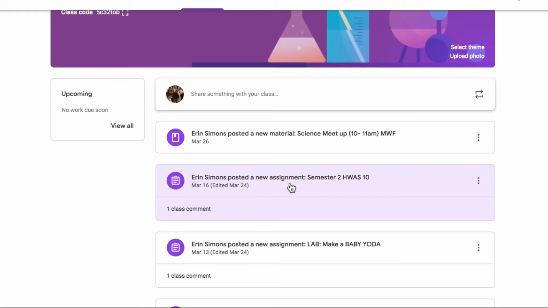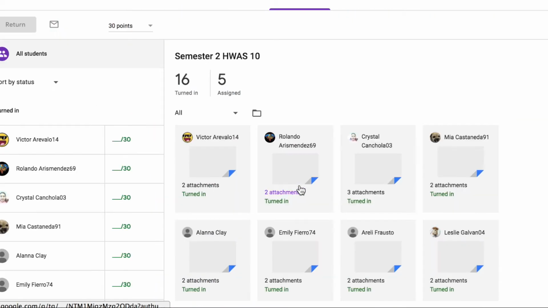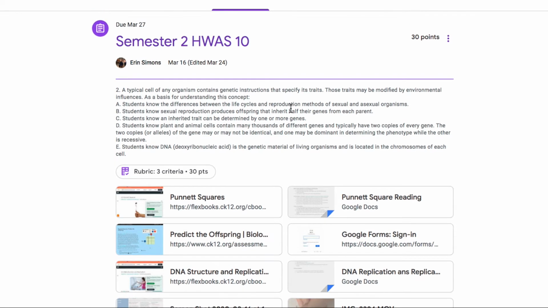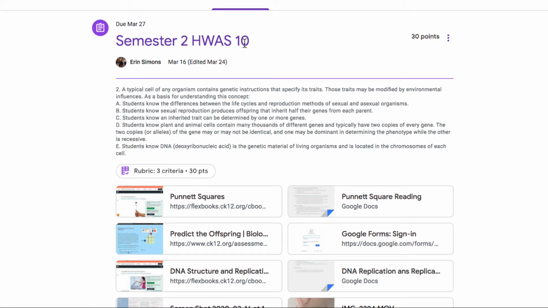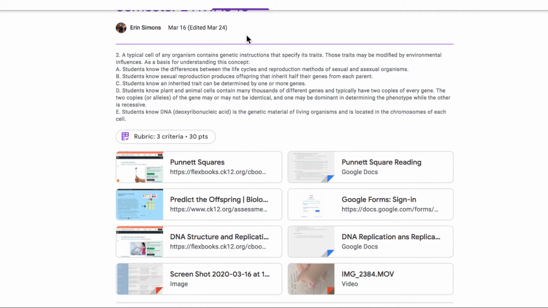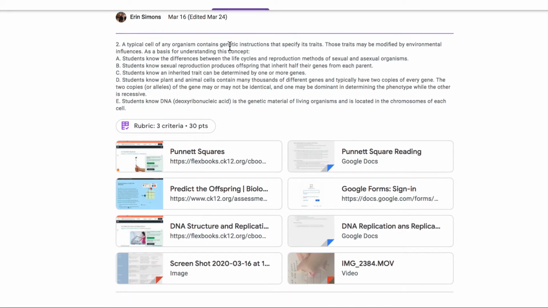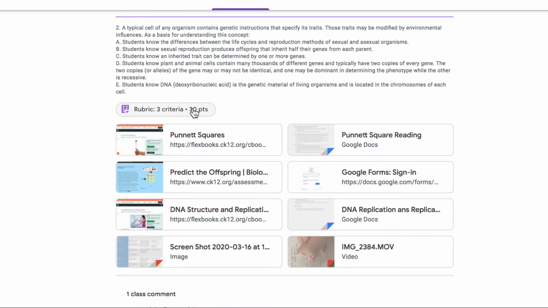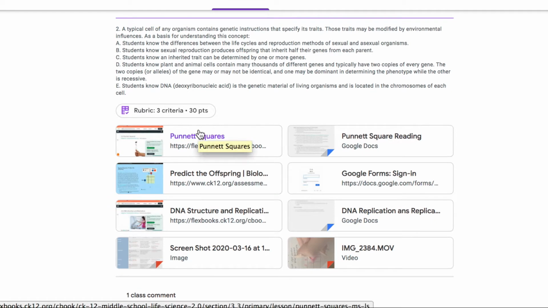Typically, I'll assign a week like this. I chunk it so that my students don't get overwhelmed with a ton of posts, so I'll click this. So here we have, I label it Semester 2, Week 10. And if you go down below, I'll include all my state standards in this section. I include a rubric, which Google provides you the option of adding. And then here I have all my assignments for the week.